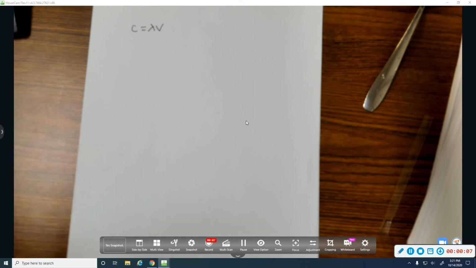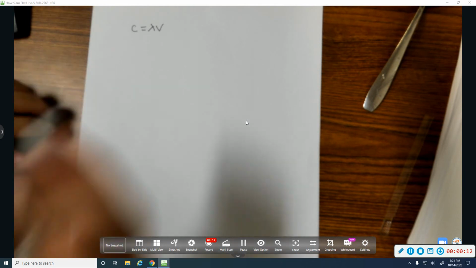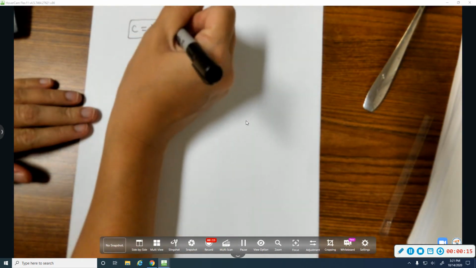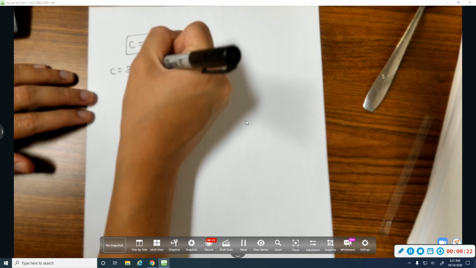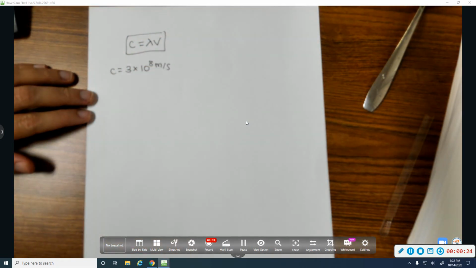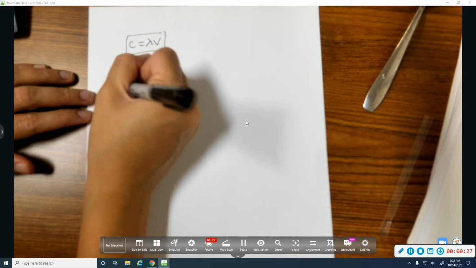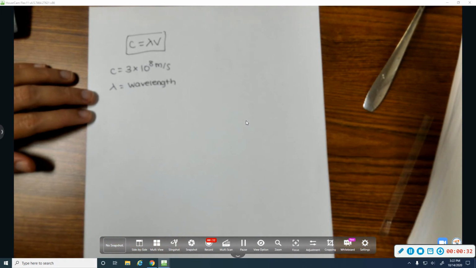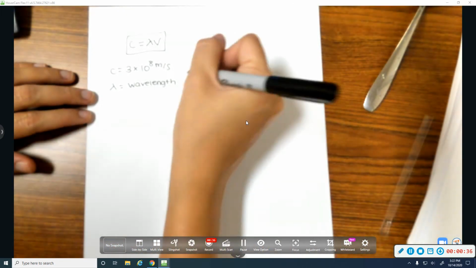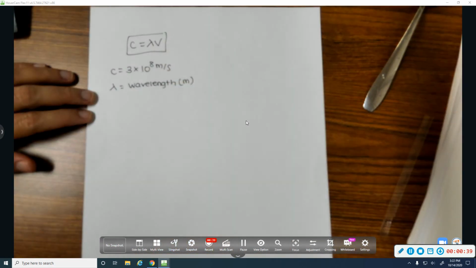Now, before I get started with an example, we have two equations with light. One of them is c equals lambda times v, and these are variables. c is the speed of light, which is 3 times 10 to the 8 meters per second. Lambda, the upside down y, is your wavelength, and our wavelength always has to be in the unit meters because the speed of light is meters per second. So I'm going to put meters in parentheses. And then v is the frequency.